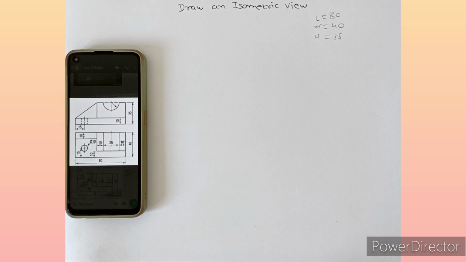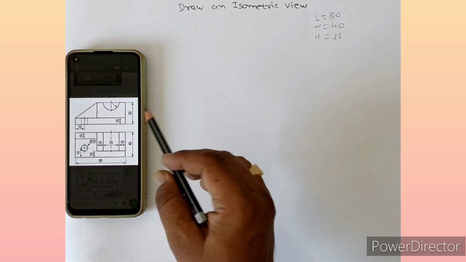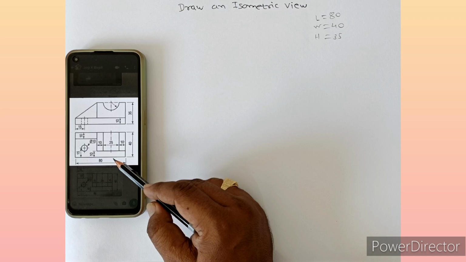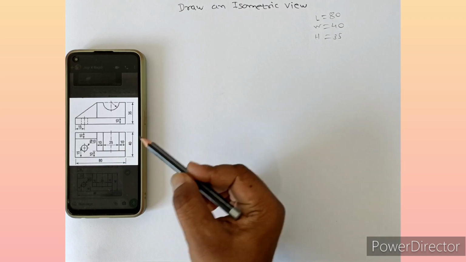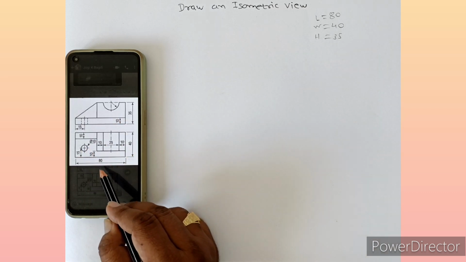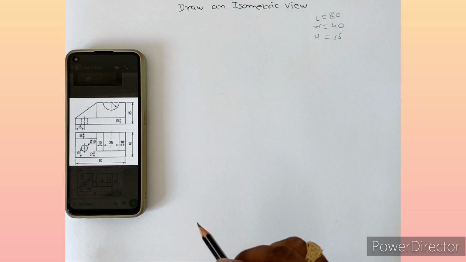In this video, we have to draw an isometric view of this figure. Here we can see this is the elevation and this is the plan. So first of all, you have to calculate the length, width and height of the object. Length we can see in the elevation or in the plan. Here we can see length is 80 mm. So here we have to write down L equal to 80 mm.